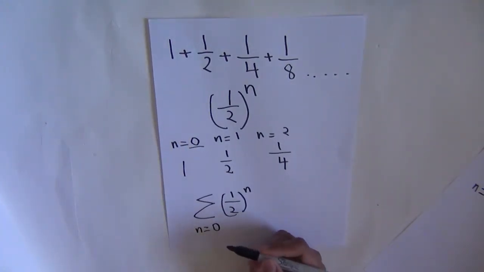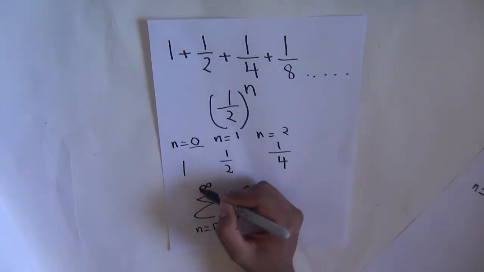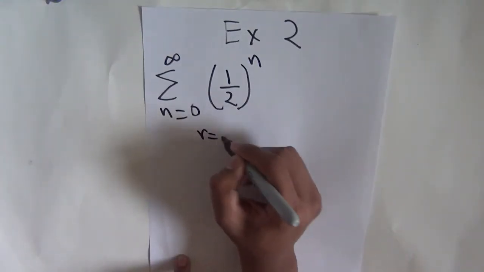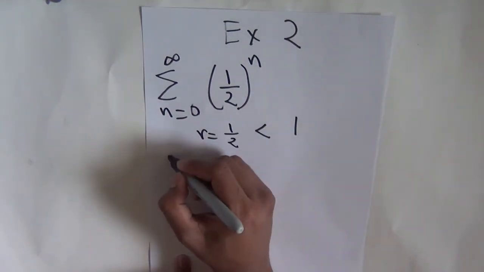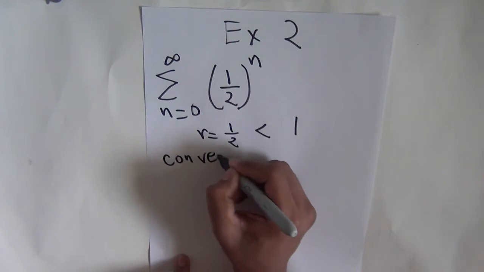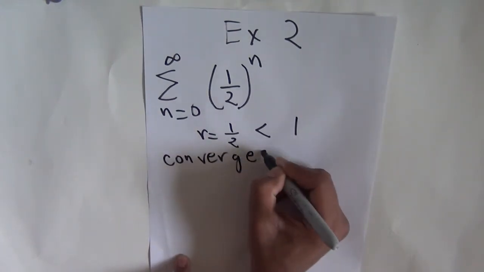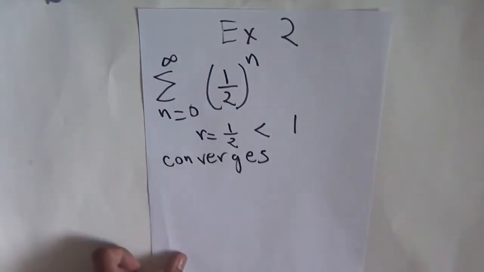After finding the summation notation, we can approach this problem just like any other geometric series problem. So we know that r is equal to 1/2, which is less than 1. That means this series converges. After that, we have to find the sum because it's asking for the sum.